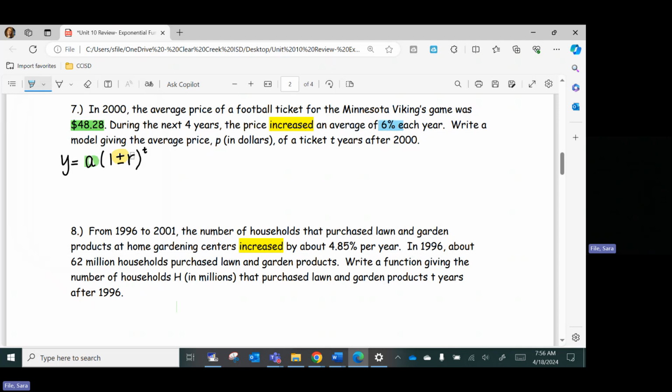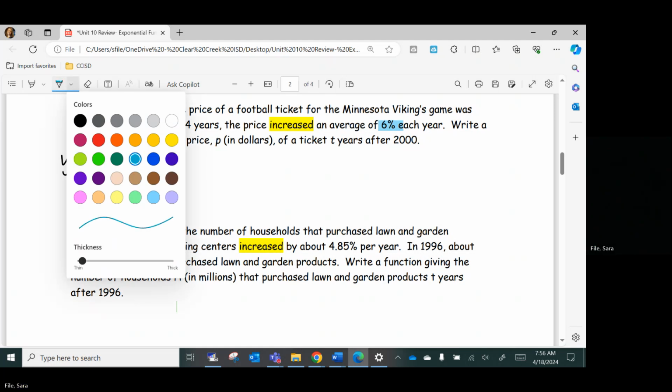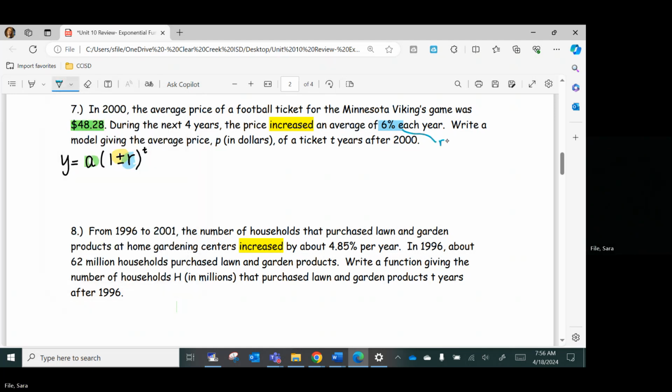Okay, our R is not actually going to be 6. What's our R going to be? We have to convert the percentage. So what's R going to be? 0.06. To change a percent to a decimal, you move it 2 places. So 0.06 is going to get plugged in for R. And then we're just going to leave T as T.